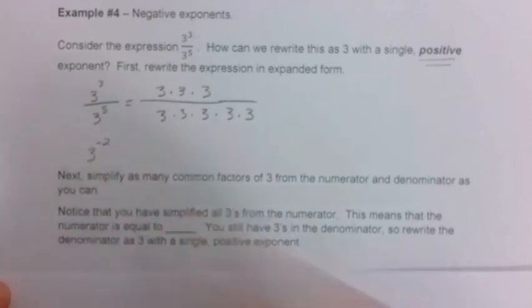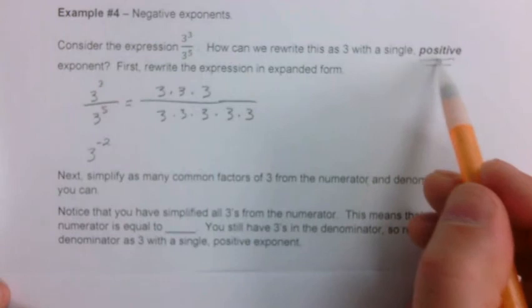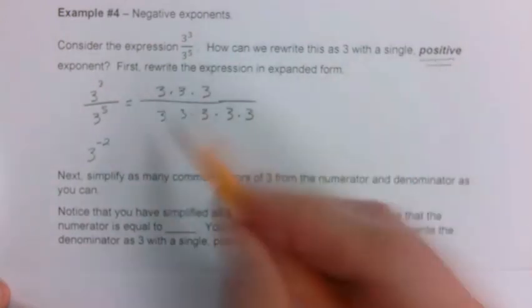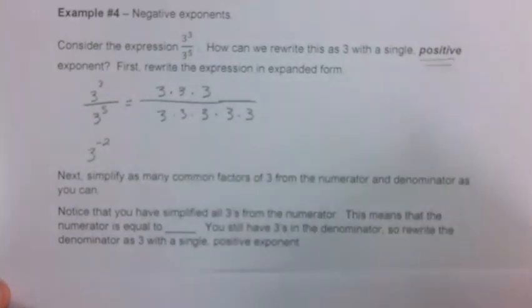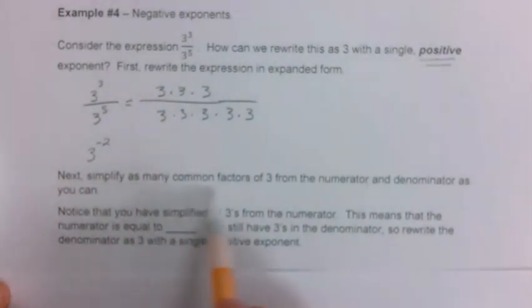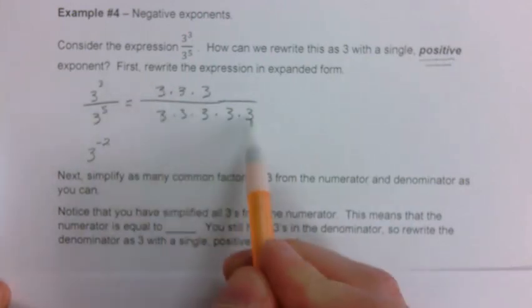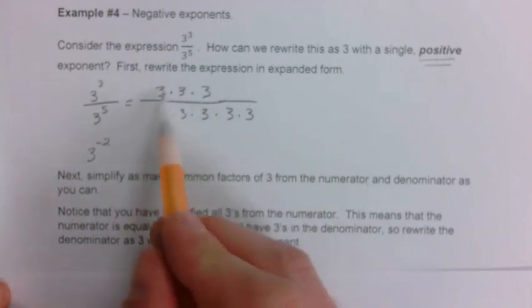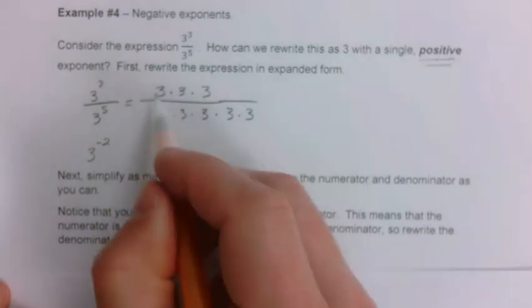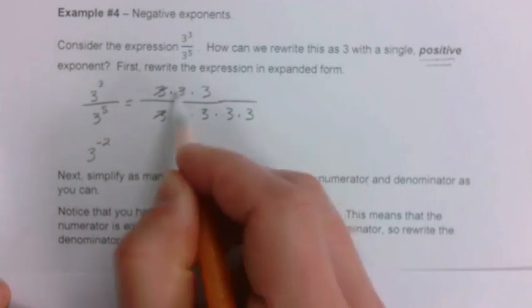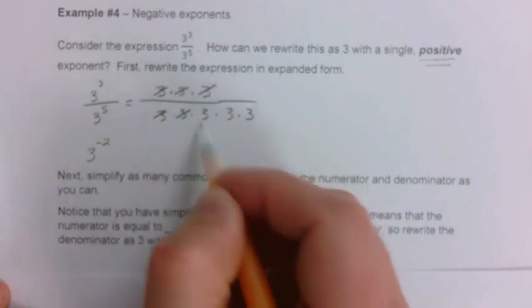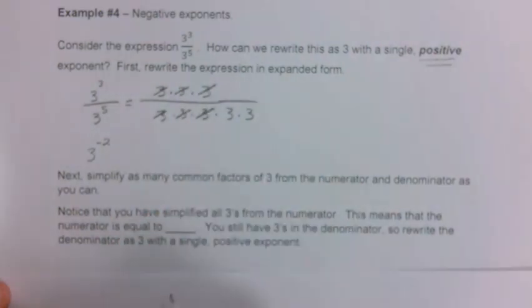All right, but I want to write this where the exponent is positive. So let's take a look at our expanded forms. We're now going to simplify as many common factors of 3 from the numerator and denominator as we can. We have 3 3's in the numerator, 5 3's in the denominator. That means I would be able to factor 3 3's from each. 3 divided by 3 is 1. 3 divided by 3 is 1. 3 divided by 3 is 1.